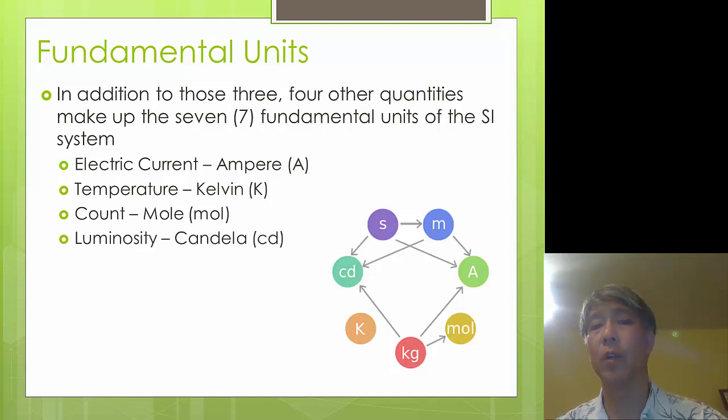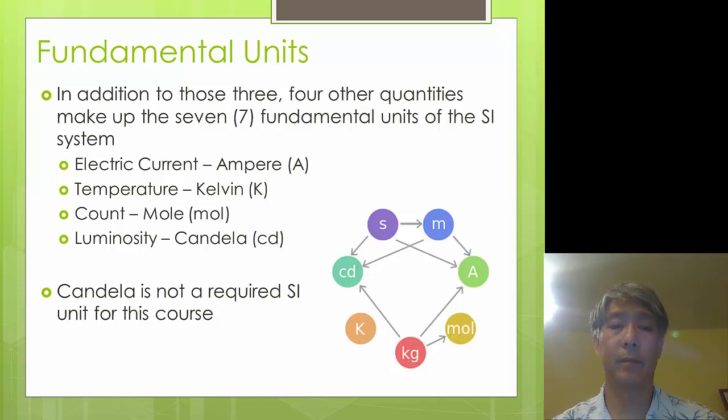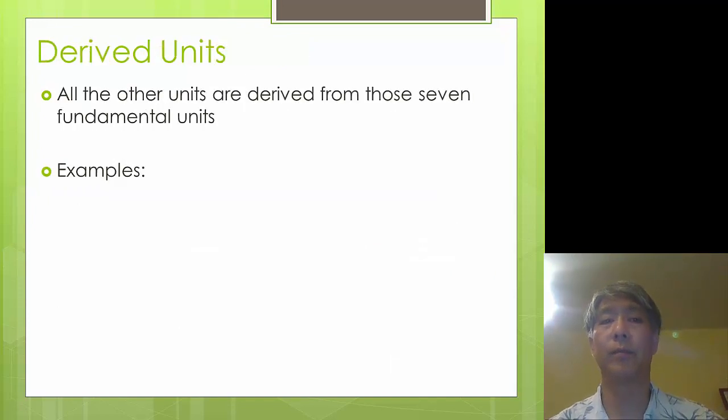The one that you really don't need to know is the candela. That's one of the things that the IB says you don't really need to know. However, memorize these 7: mass, distance, time, current, temperature, count, and luminosity. Or in other words, kilograms, meters, seconds, amperes, Kelvin, mole. You will be asked questions on these by the IB organization, and in particular, the one that trips people up is ampere. But just to repeat, candela is not a required SI unit for this course.